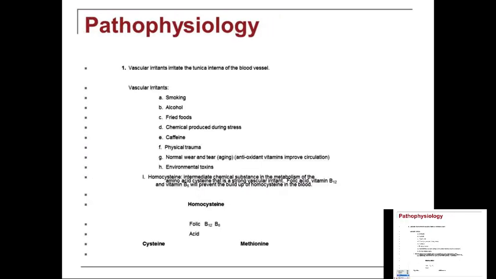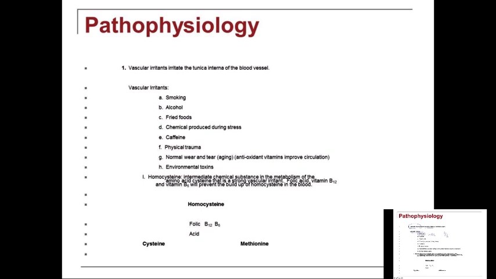So the pathophysiology of damage to these blood vessels, there's several vascular irritants that can damage that tunica interna of the blood vessel. So some vascular irritants, smoking. Now smoking is going to deplete vitamin C. And vitamin C is the precursor to collagen. Collagen is a very, very important protein that blood vessels need. Collagen is found in blood vessels, it's found in skin, it's found in hair, it's found in bones. In fact, it makes up about 1/3 of bone is collagen.